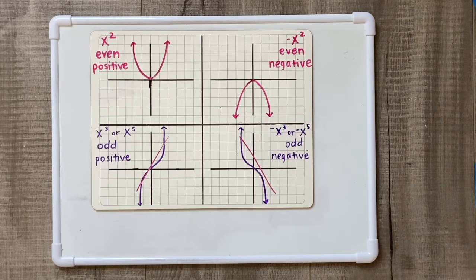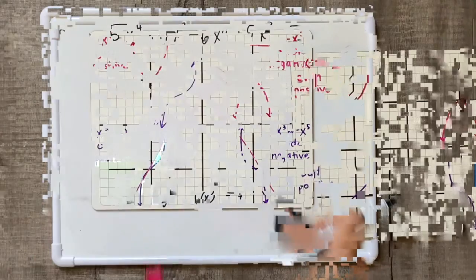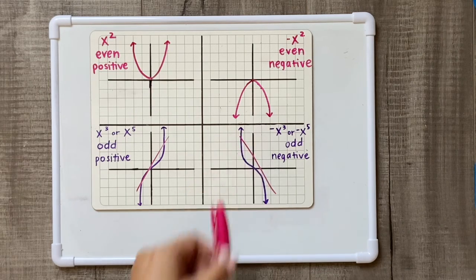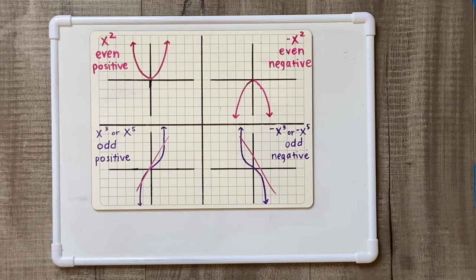And I just wanted to show you one more tip to help you remember how to get the shape for the odd functions. So if you have an odd positive function, if you actually wanted to draw a line through it, it would pretty much have a positive slope. And if you have a negative odd function and you wanted to draw a line through it, it would have a negative slope. So that's a way to help you remember the shape and which way the arrows go on the left and the right.